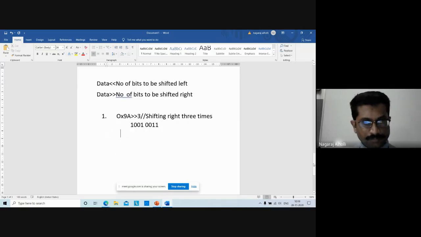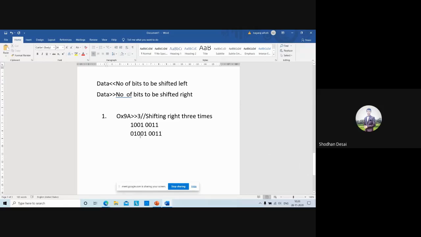Now if you want to shift it right 3 times, how do we do it? We have to insert zeros from the left end towards the right side. If I insert a 0 here, it is 0 1 0 0 1 1 0 1. So this one I have shifted right by 1 bit.